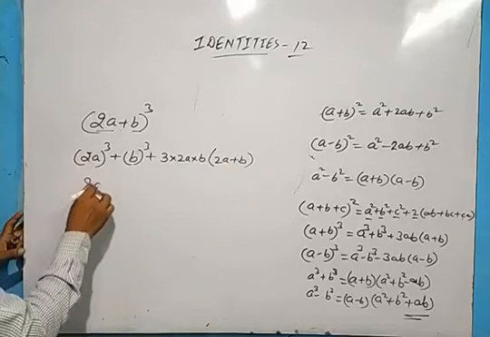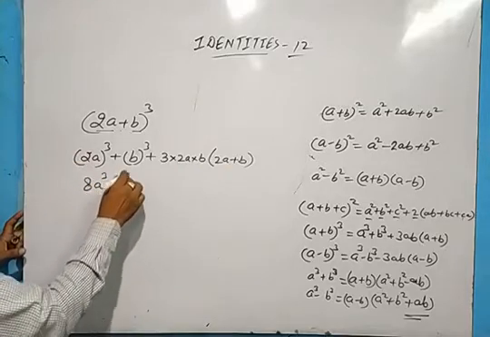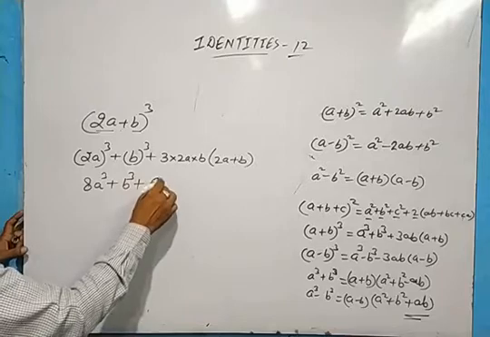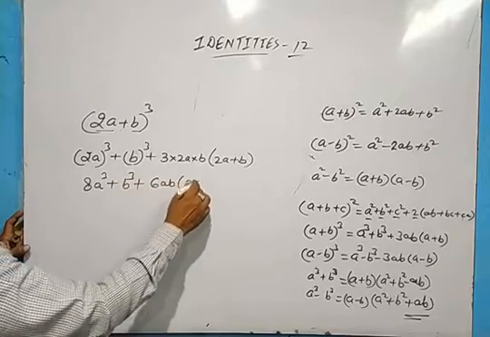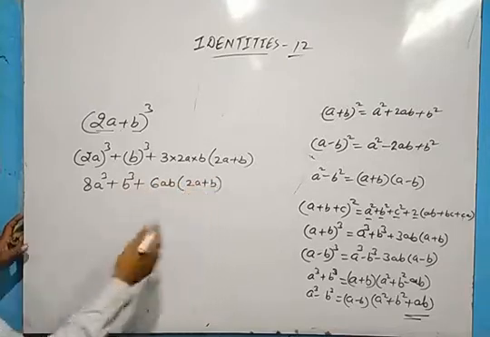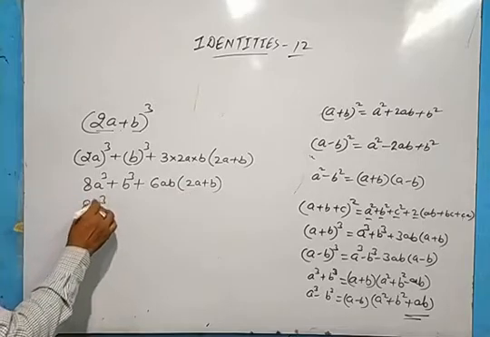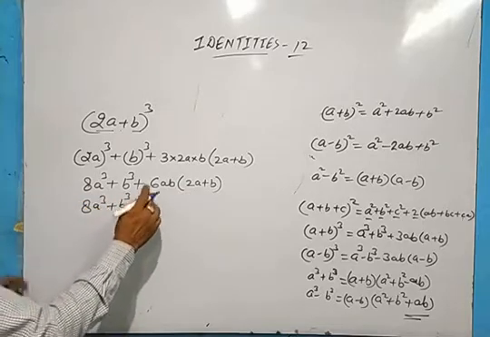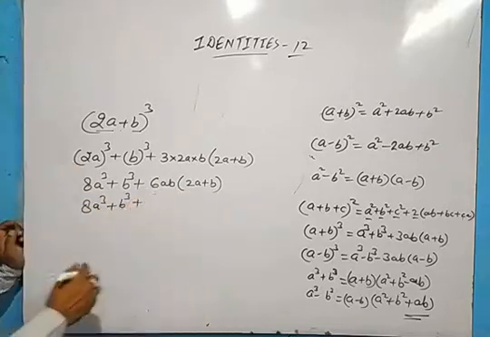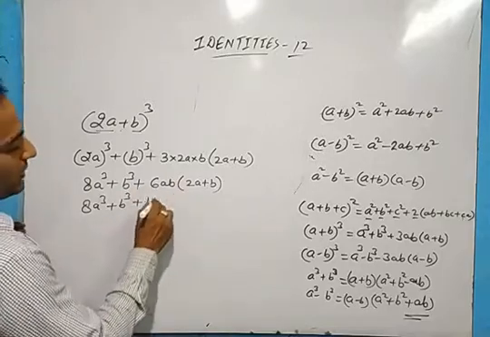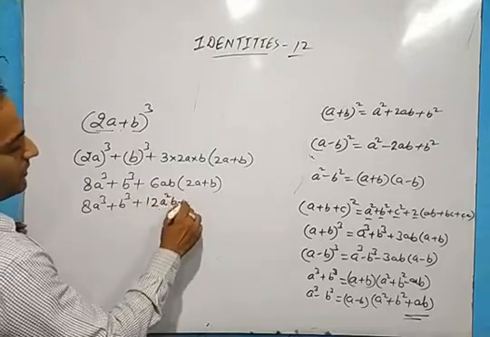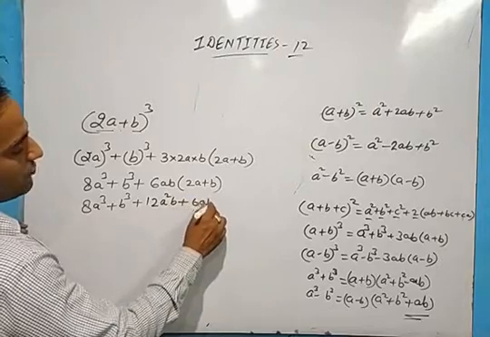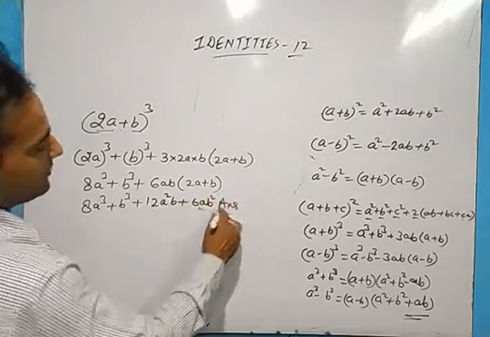So 8a cube plus b cube, plus 6ab in bracket (2a + b). If you want, 8a cube plus b cube, this can be multiplied by this (2a + b). So 6 2s are 12, a square b, 6ab square. This will be the answer.